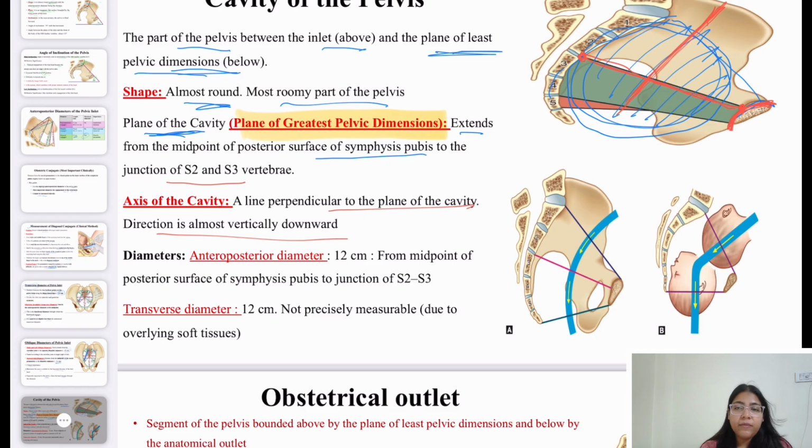Now diameter, again AP diameter, transverse diameter. AP diameter is 12 centimeter, again from the midpoint of this posterior surface to the junction of S2 and S3, and transverse diameter is 12 centimeter, but it is not precisely measurable, obviously, because there are muscles, nerves, vessels, fats and other tissues.